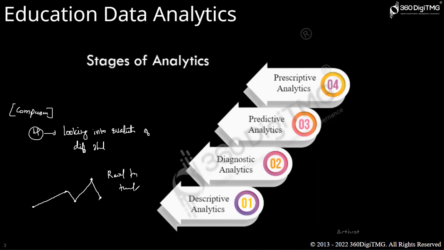So what happens in descriptive analytics? We try to ask the question, what happened in the data? Why has the data risen here? Why has the data come down? Why are the students performing very well in this period of time? And here we can see that there is a fall in the marks. And again, there is a rise in the marks. And again, there was a fall in the marks. So what was the reason?